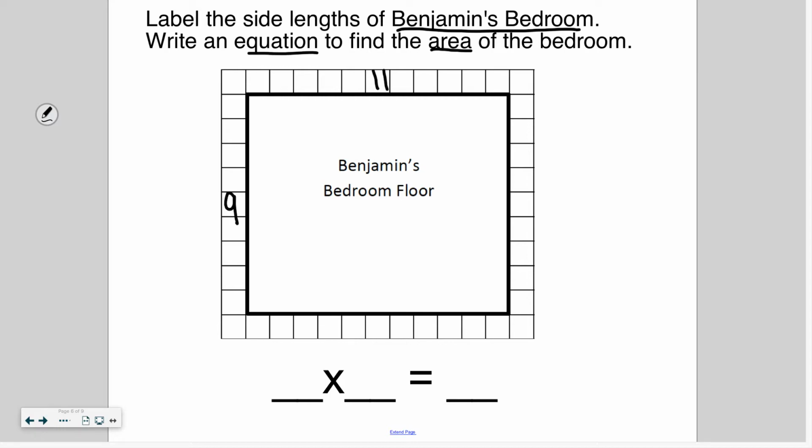So my equation would be length times width, right? So the length is 11 times the width of 9. 11 times 9 equals 99. And I know that because my 11 times table is so easy, you just double the number, right? 11 times 9 is 99. So I already found the area of this problem. 99 square units of this rectangle. So the area of Benjamin's bedroom is 99 square units.